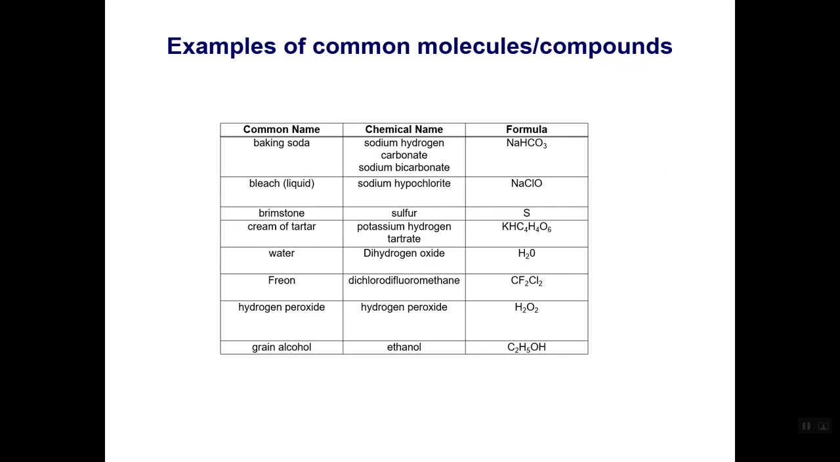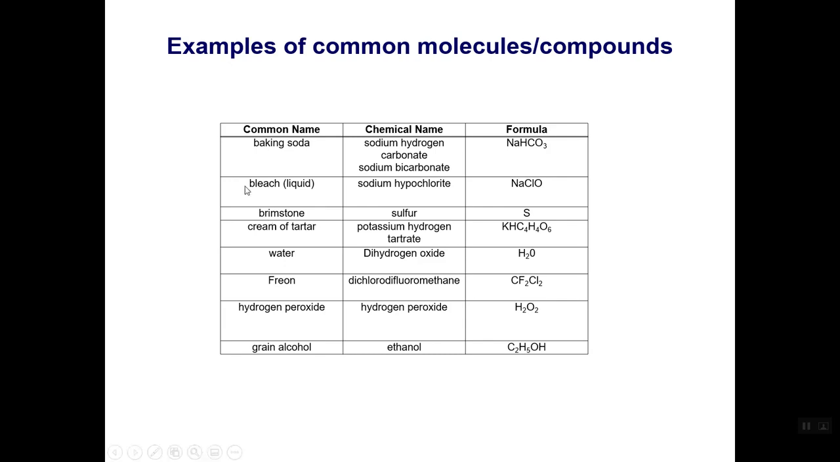All right, so here are some examples of some common molecules that you're probably familiar with and their formulas. So baking soda, most of y'all probably have that in your pantry or in your refrigerator. The chemical name for that is sodium hydrogen carbonate, or sodium bicarbonate, which is what most people would call it in the science community. But that's NaHCO3. So that means that it is made up of one sodium atom, a hydrogen atom, a carbon atom, and 3 oxygen atoms.